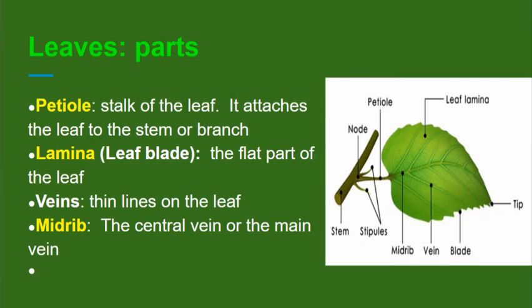Now when you look at the leaf part, leaf will have three main parts: petiole, lamina and midrib. What is petiole? Petiole is the stalk of the leaf. See, look at the stalk. The stalk is called the petiole, and it attaches the leaf to the stem. Then lamina is also called the leaf blade. It is the flat part of the leaf. And you can see a large number of thin lines on the leaf. These are called the veins of the leaf. And the central vein is called midrib, or the main vein.